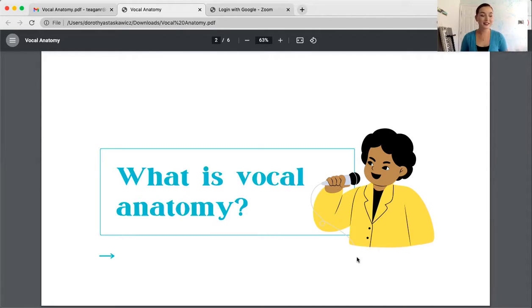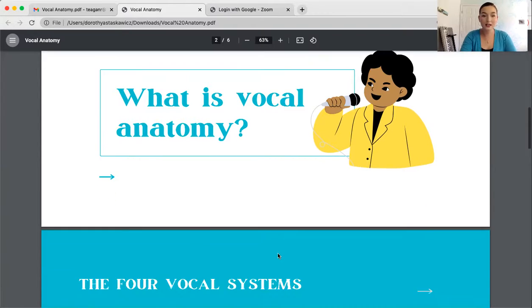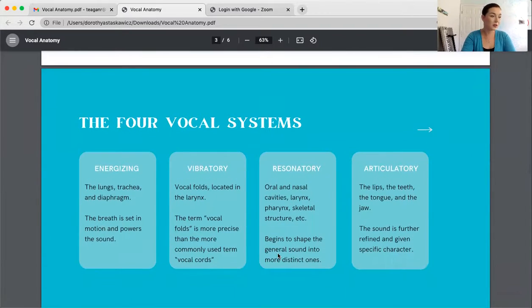But for us, it is important to understand how those different parts come together and how they're producing sound. So this is going to be an abbreviated lesson today, but we're just going to quickly go over the four different systems and what they physically look like in our bodies. And so let's talk about the four vocal systems.